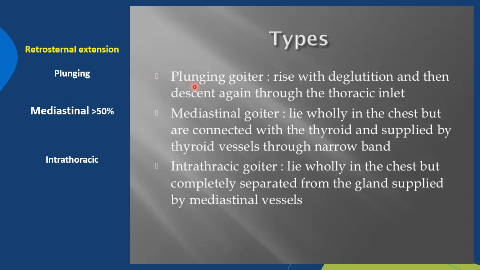This is the plunging type, where it goes in and out of the thorax. Mediastinal type, which accounts for more than 50% of them, is wholly in the chest, but blood supply comes from above, from the neck. And intrathoracic, independent and totally in the thorax.